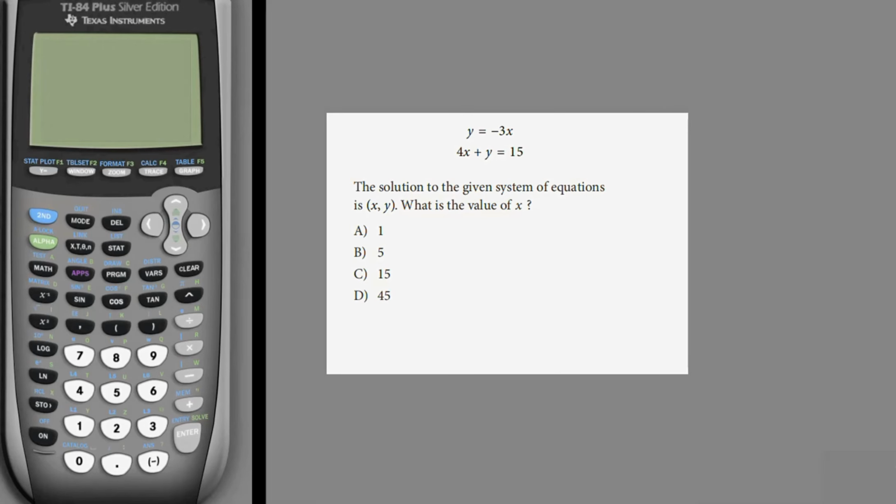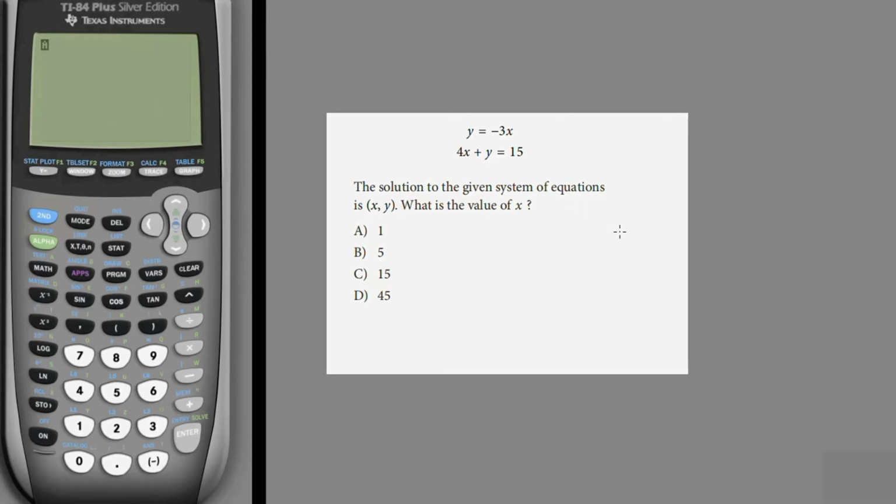In this video, we're going to learn how to solve this short math question easily. Let's look at the question and see how we can go about it. It says, the solution to the given system of equations is (x, y). What is the value of x?